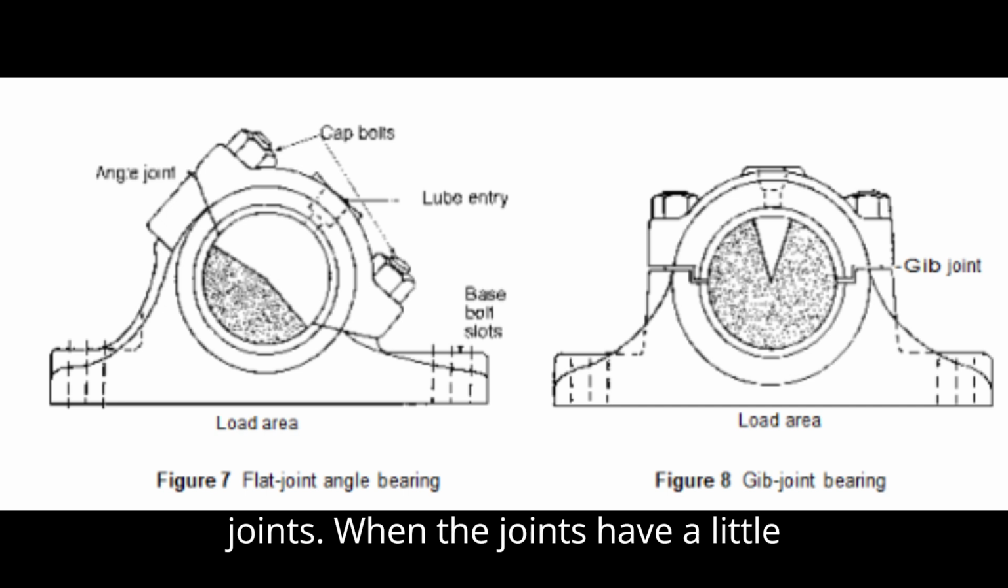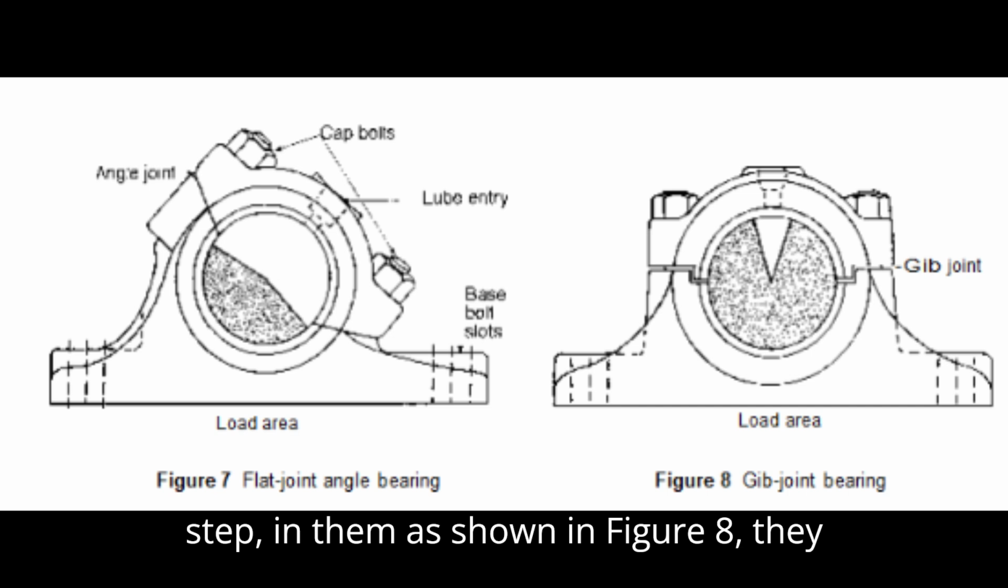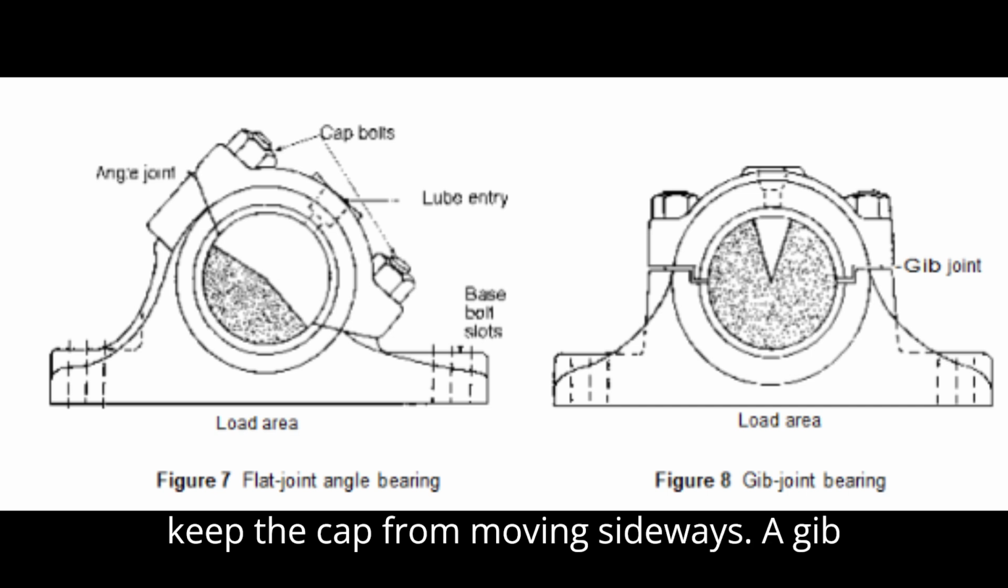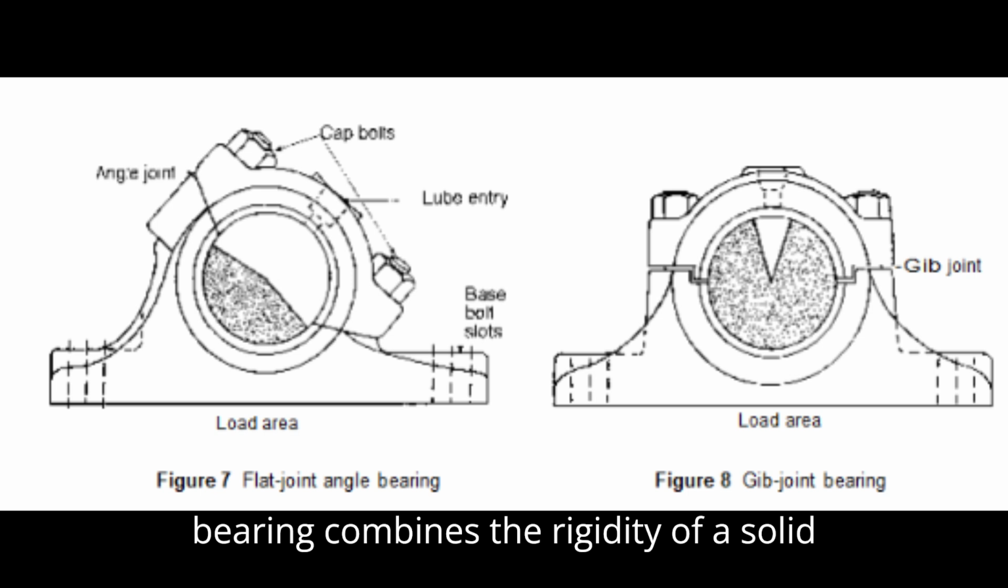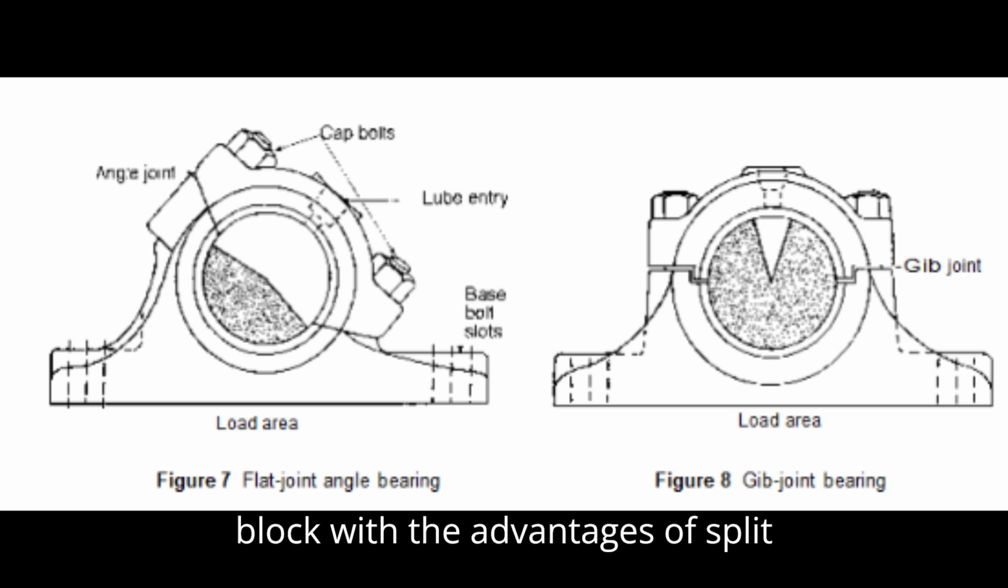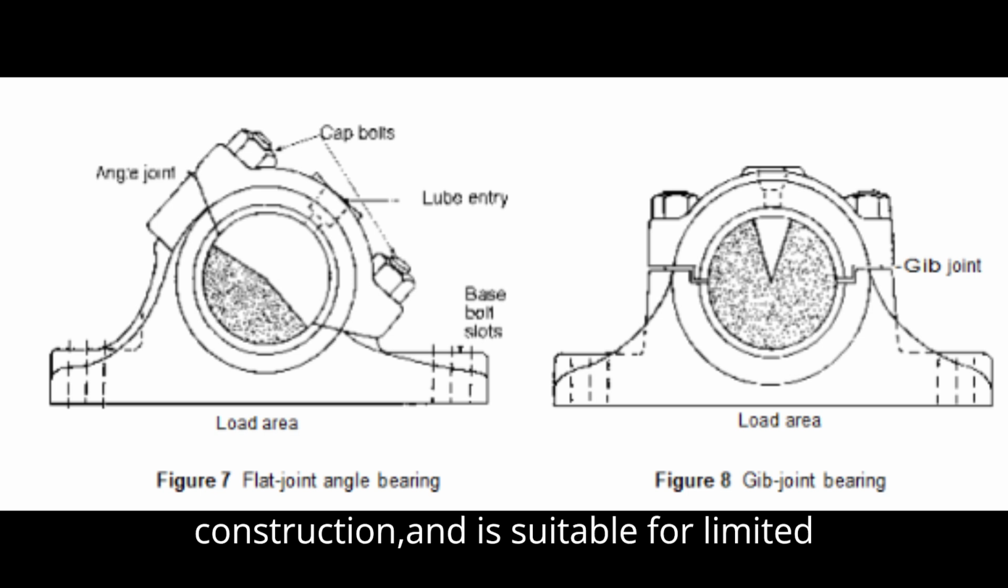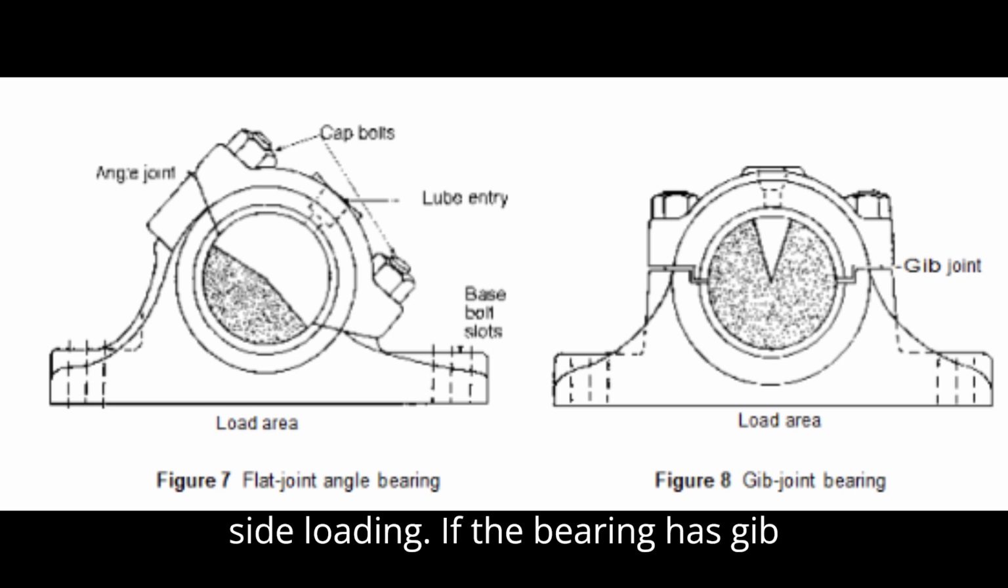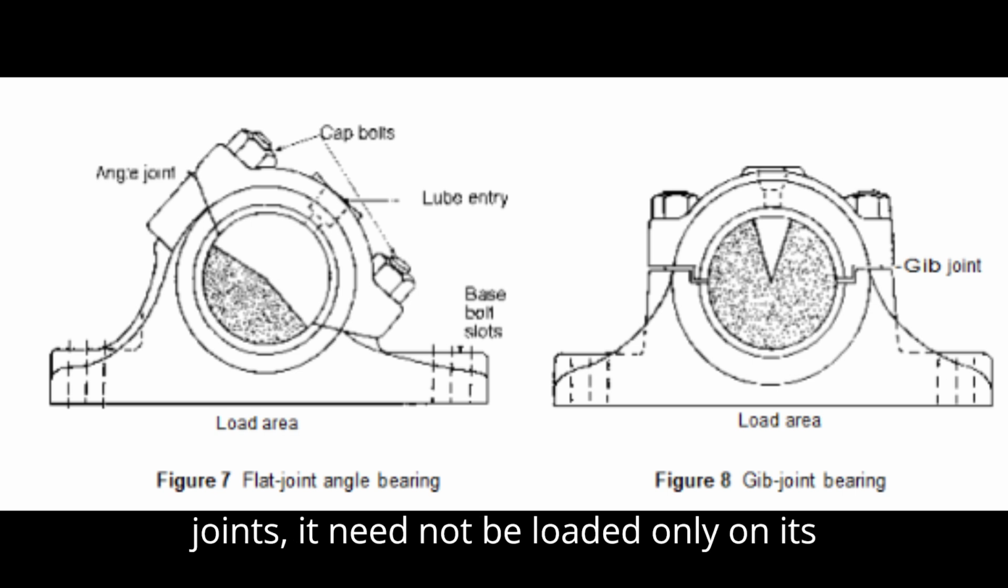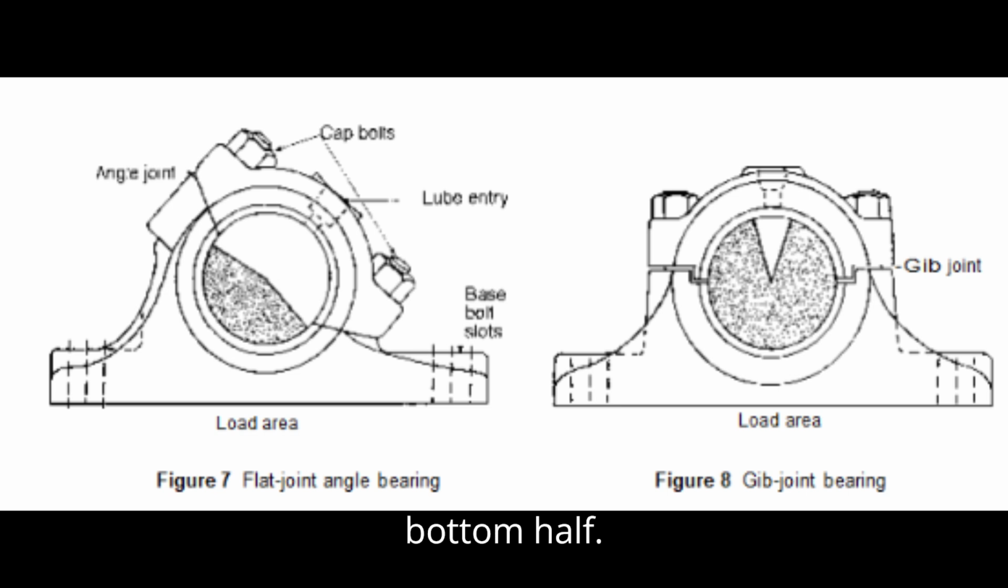Gib joints. When the joints have a little step in them as shown in Figure 8, they keep the cap from moving sideways. A gib bearing combines the rigidity of a solid block with the advantages of split construction and is suitable for limited side loading. If the bearing has gib joints, it need not be loaded only on its bottom half.